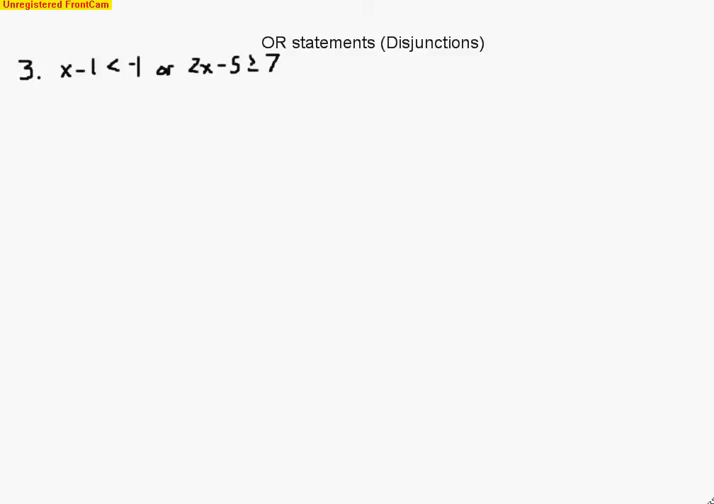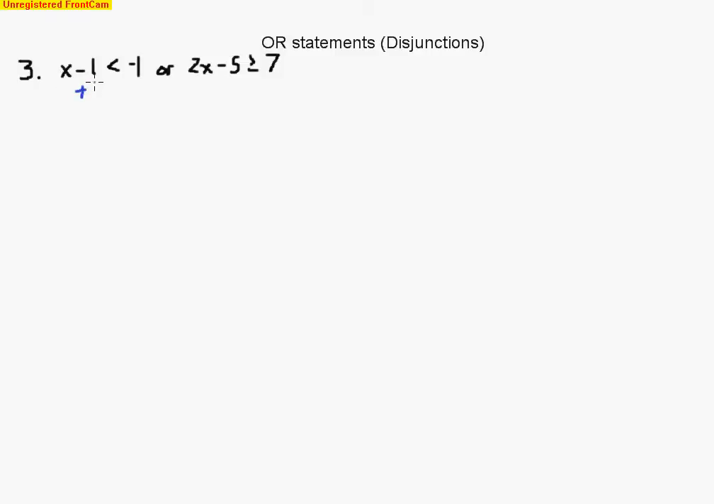So we solved AND statements, or conjunctions, on the last two problems. Now we're going to solve an OR statement, or a disjunction. A disjunction means that instead of the graph going together, the inequality signs agreeing with each other, they are not going to. They are going to go apart. So we're going to solve this just like we solved the AND statements, by just getting x by itself.